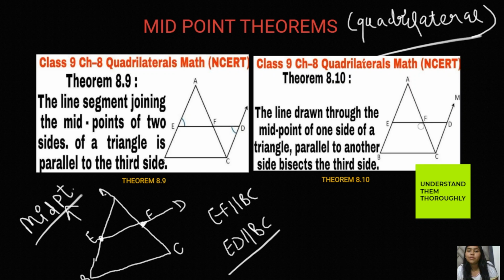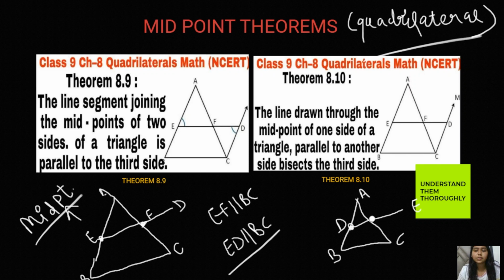Basically what this theorem says is, the line drawn through the midpoint of one side of the triangle, when we draw it parallel to another side, bisects the third side. According to 8.10, for example, this is the triangle ABC. This is the midpoint D of AB. This is not a midpoint. There is a line formed, and this is the point E where it meets, and this is F. So basically DE is parallel to BC is given, and AD is equal to DB is also given, right?